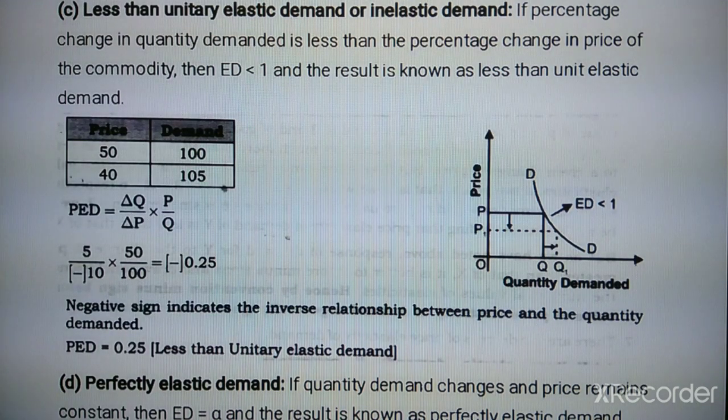The graph for inelastic demand you can see on the other side of the screen. Here you see the slope is greater. In case of elastic demand, the slope of the graph was less. Here the slope is more. So this is showing inelastic demand. Got it?